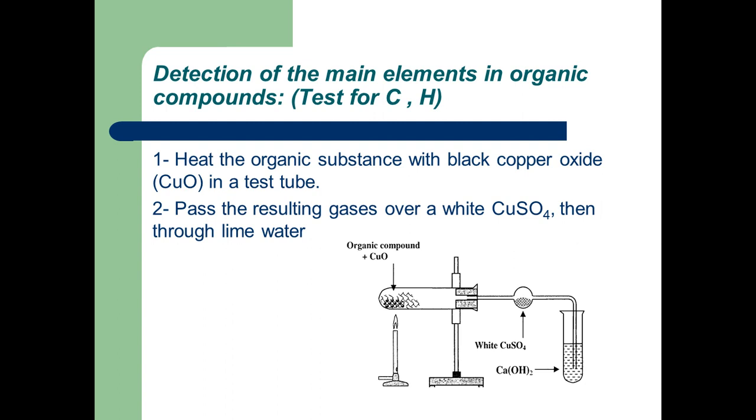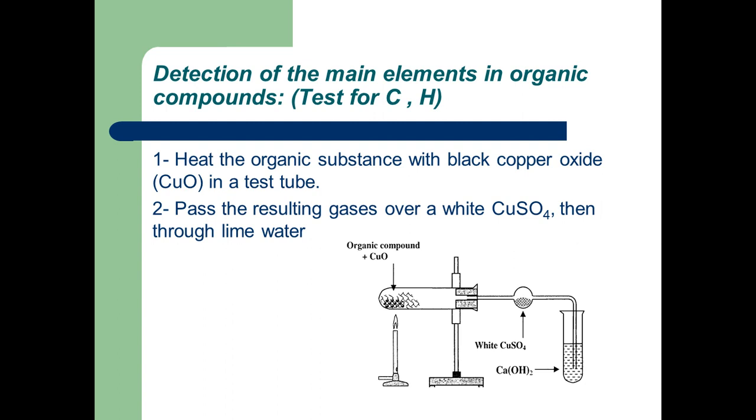Another very important point is how to detect the main elements. We said that organic compounds are composed of carbon and hydrogen. So how do we test for the presence of these two elements? They are present in most of our daily materials, like paper, a piece of tissue, textile, a piece of bread, a piece of cotton. How do we know the presence of carbon and hydrogen? We will do this experiment.